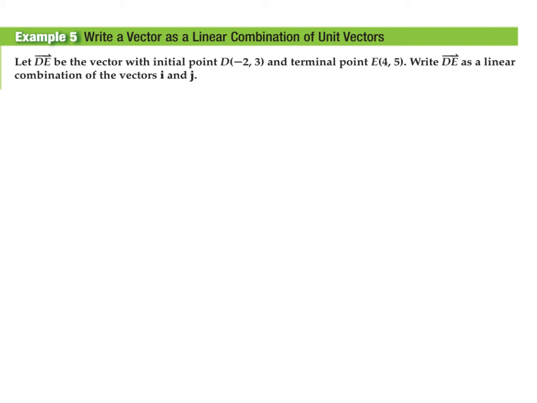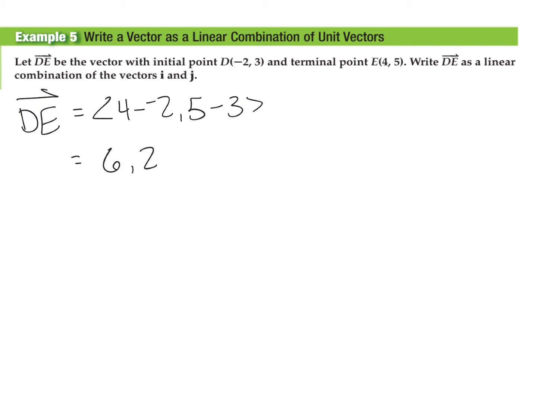So first off, we need to find it in component form, which means that we need to go ahead and put DE together into the vector form. We do that by doing x2 minus x1, so that's 4 minus -2, comma, 5 minus 3. So that gives us <6, 2> for our vector DE.